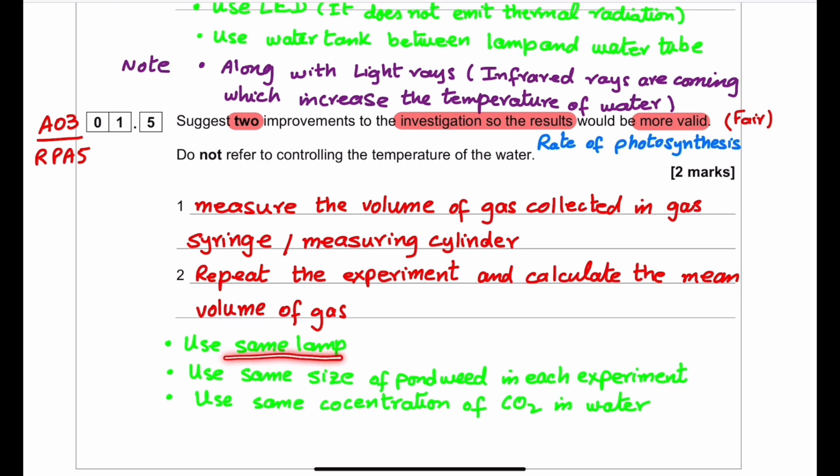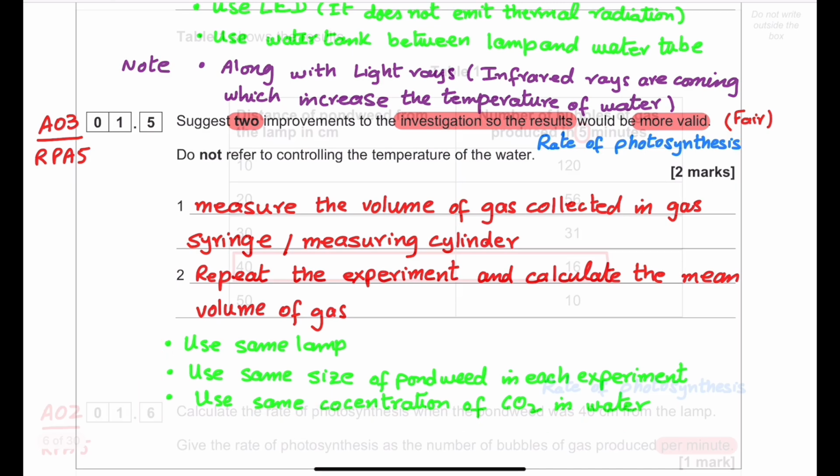Use the same lamp, use the same size of pond weed in each experiment, and use the same concentration of carbon dioxide in the water. All of these three are considered as control variables.